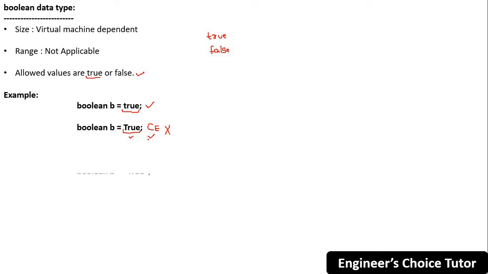Now let's see the next example. Boolean b is equal to "true". You are passing true in double quotes. Anything you pass in double quotes is treated as a string. So is it possible to assign string type data to a boolean type variable? Not possible. Again, you will get a compile time error. And what is the compile time error?